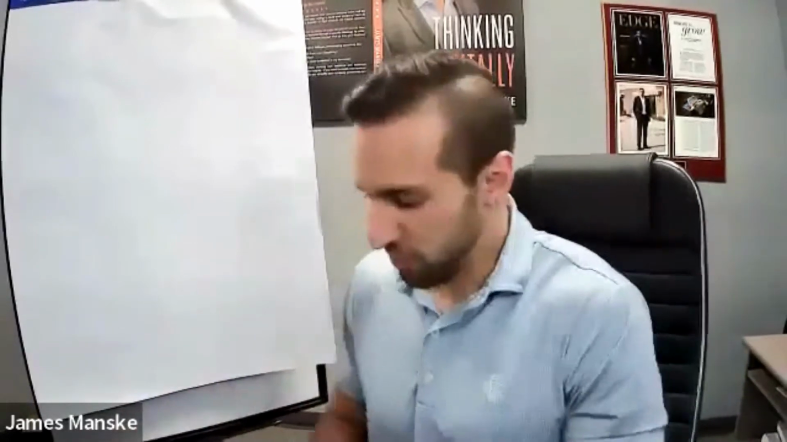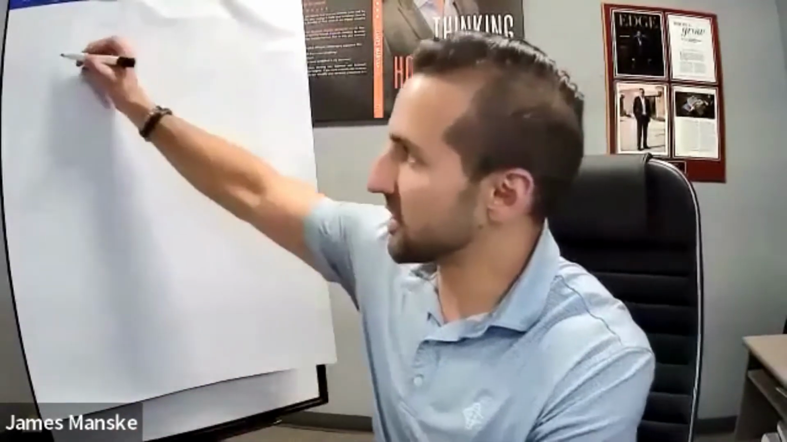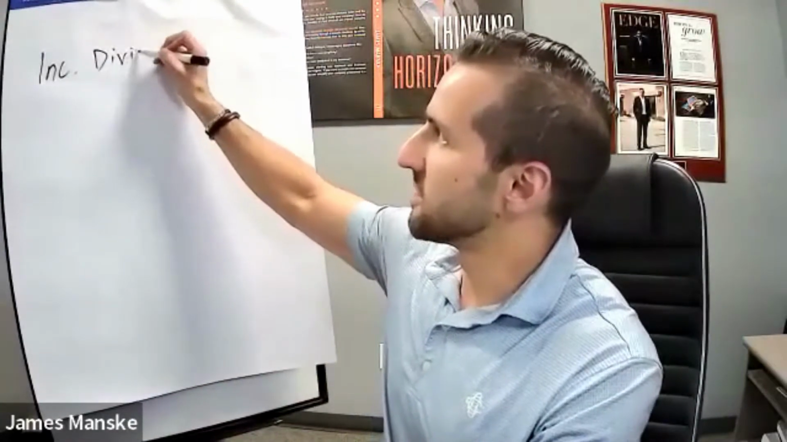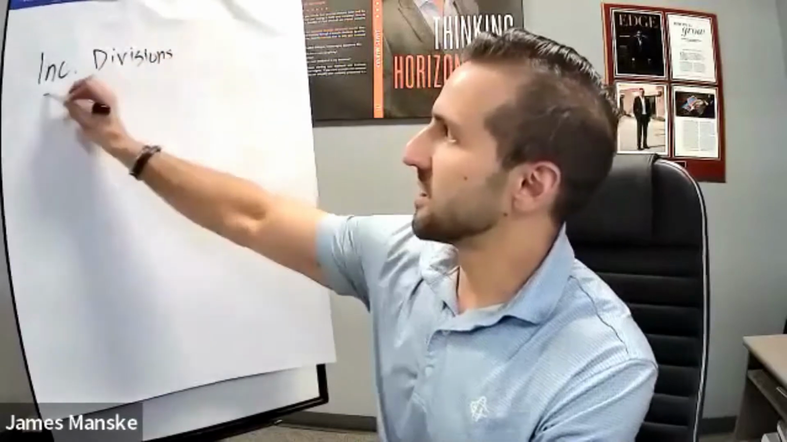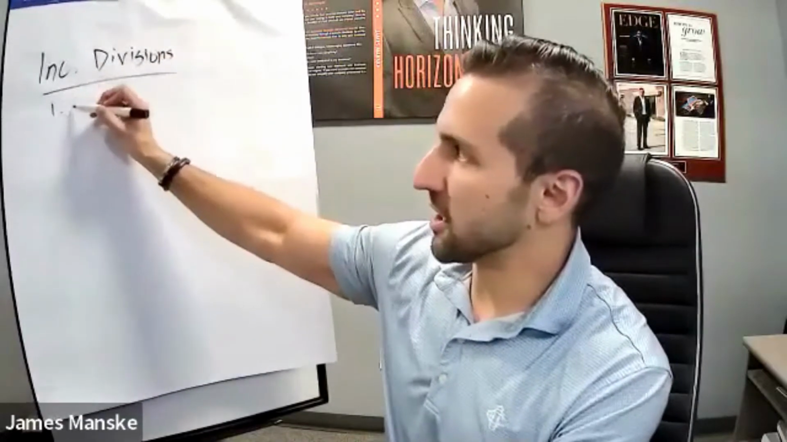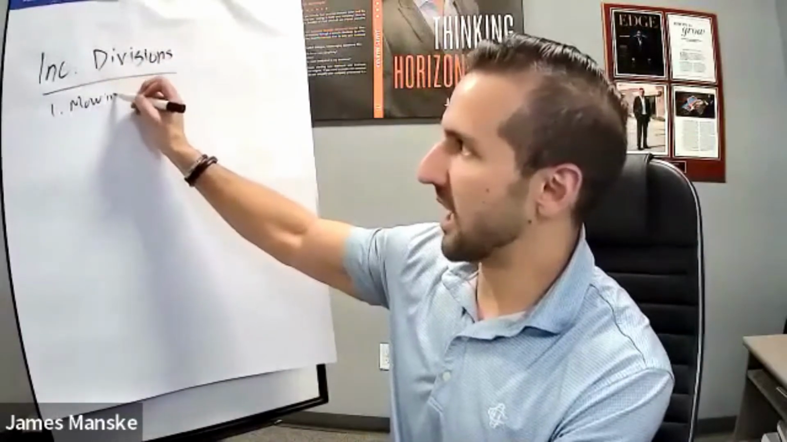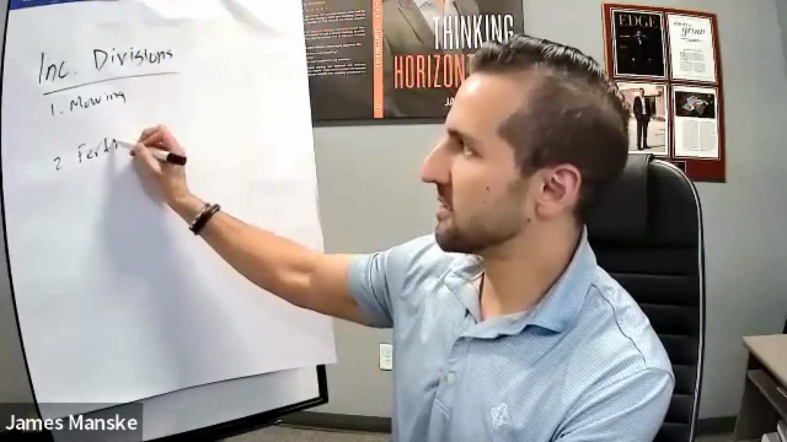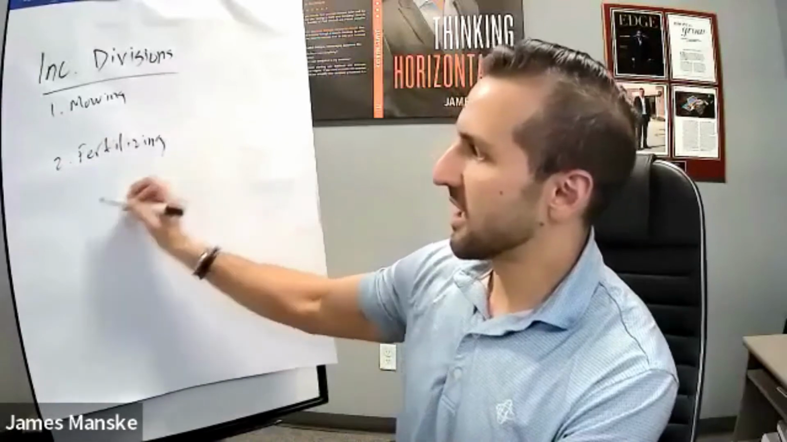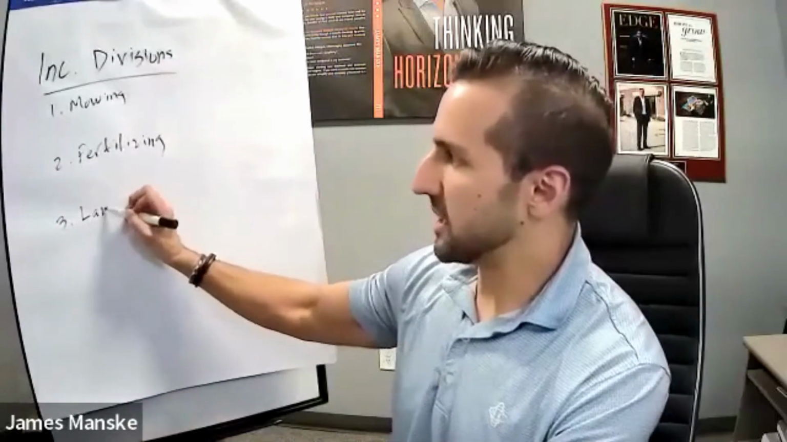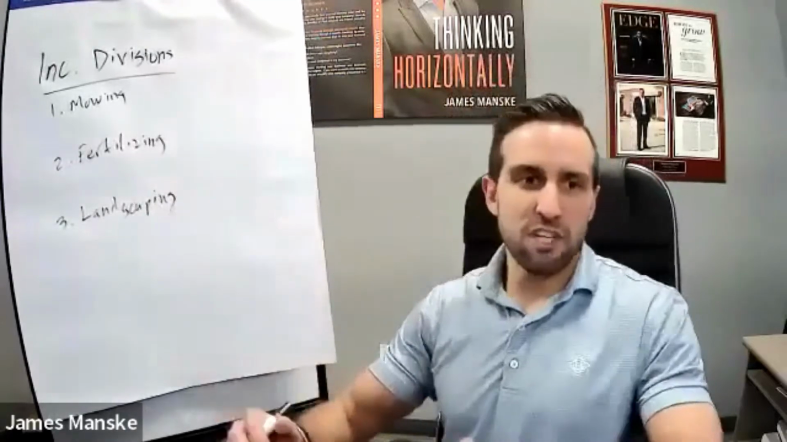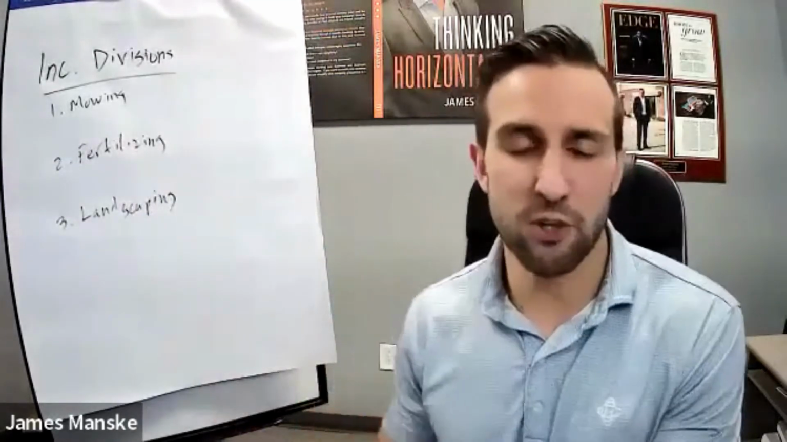So first, what I want to do with the P&L is you're going to just list out all your income divisions. So let's say first is going to be just mowing. Okay. So you're going to build all of these out and lay out as many as you want. So this could be one division, it could be 4 divisions, whatever that is for your company.